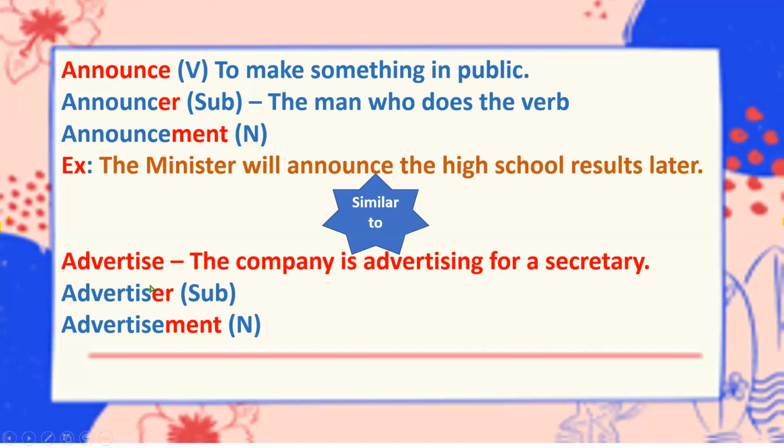Also here, I can add er at the end of such a verb to be advertiser, and it is a subject, okay? And how can I make the noun from such a verb? By adding the suffix ment at the end of such a verb to be advertisement. Excellent, more than amazing. If I ask you to make a sentence using the word advertisement, can you do this or not?